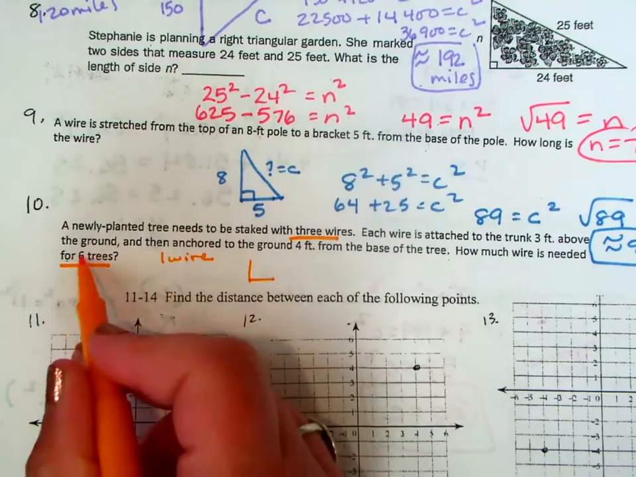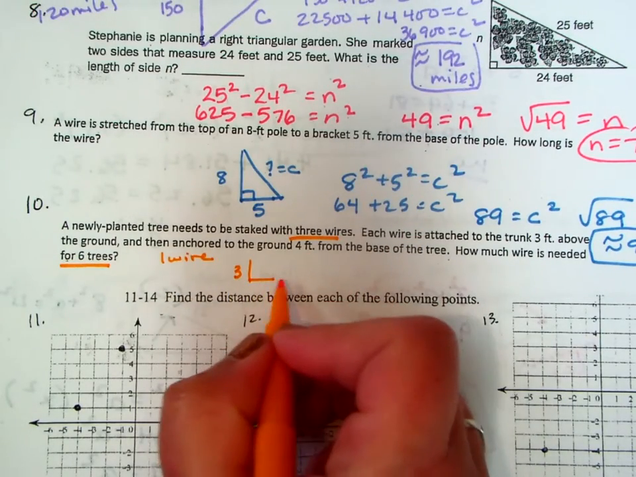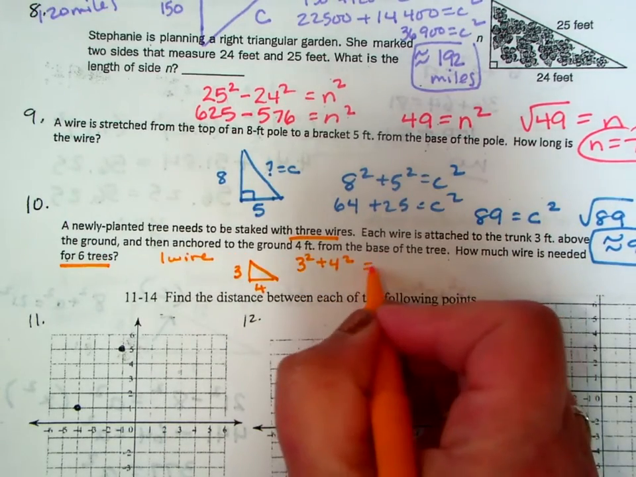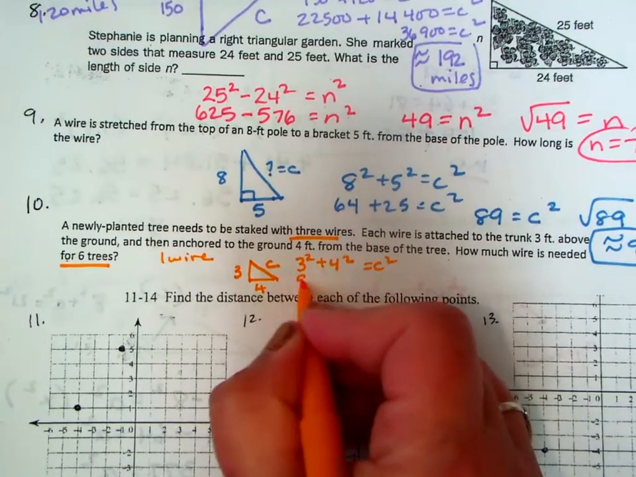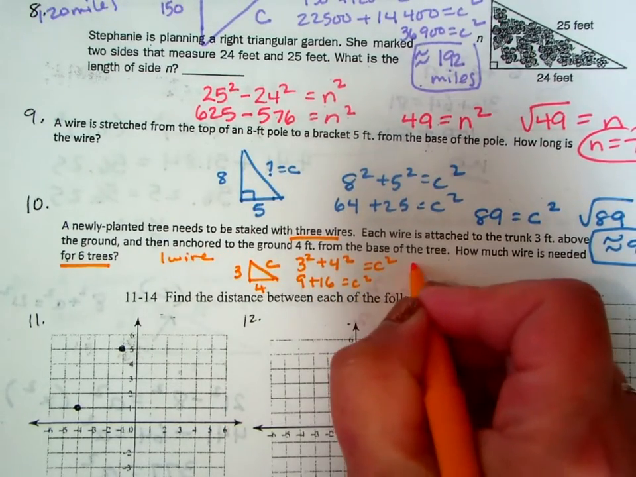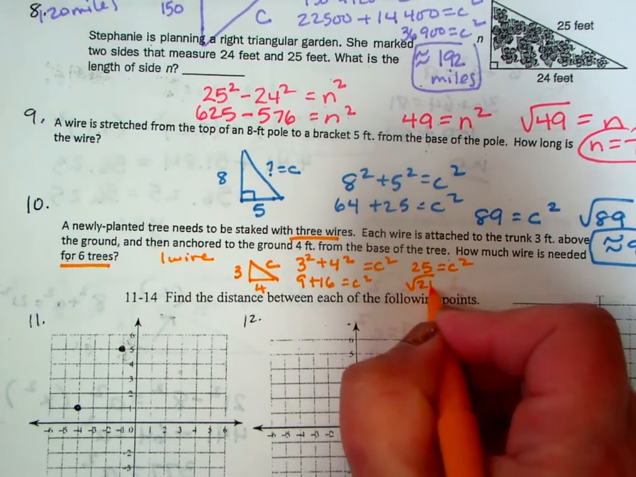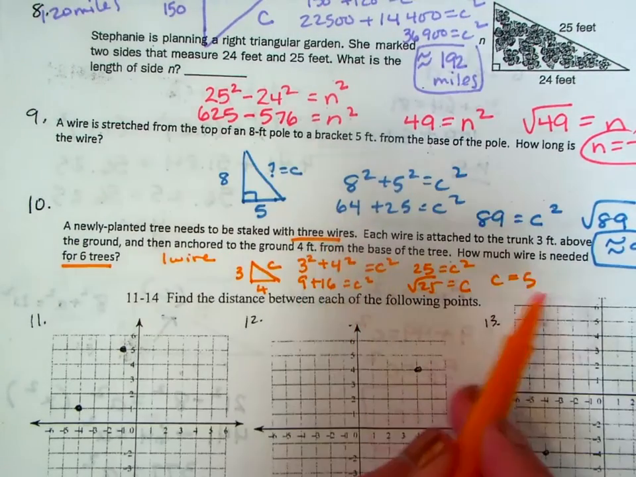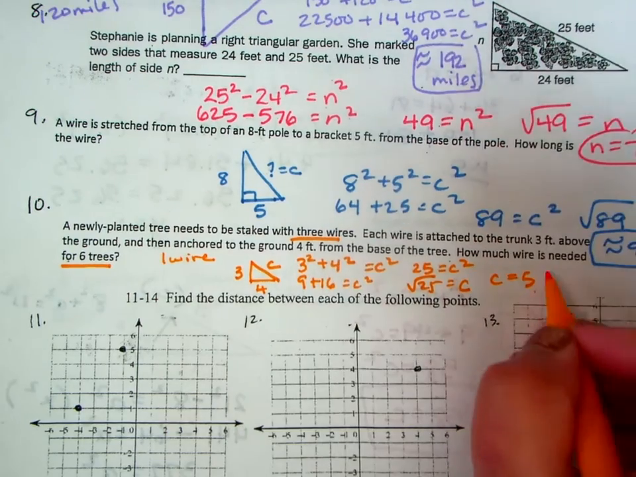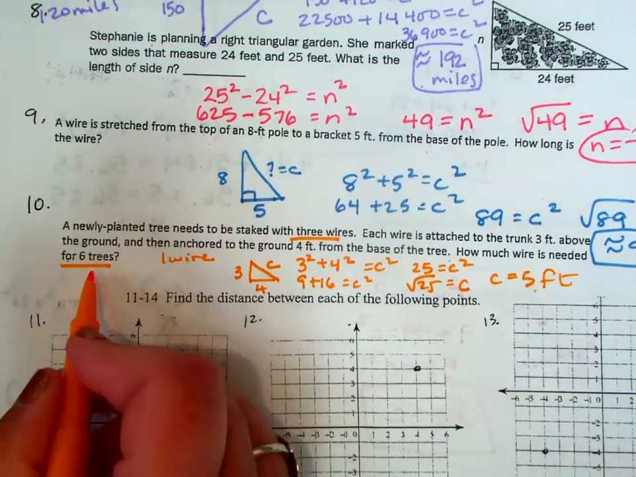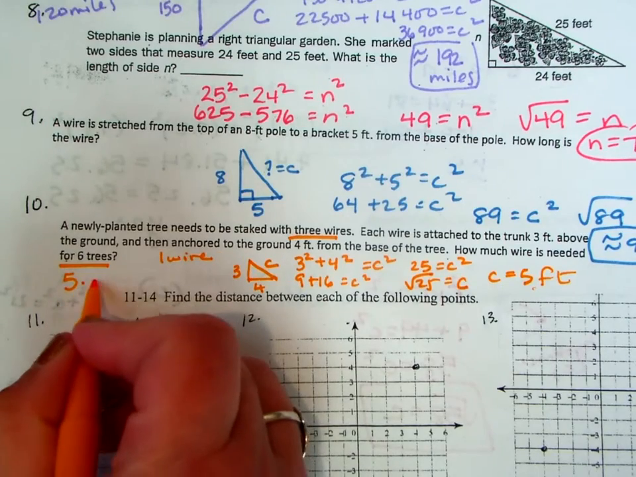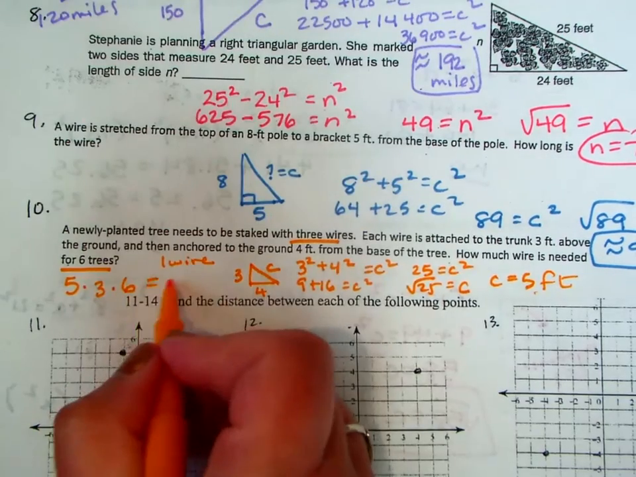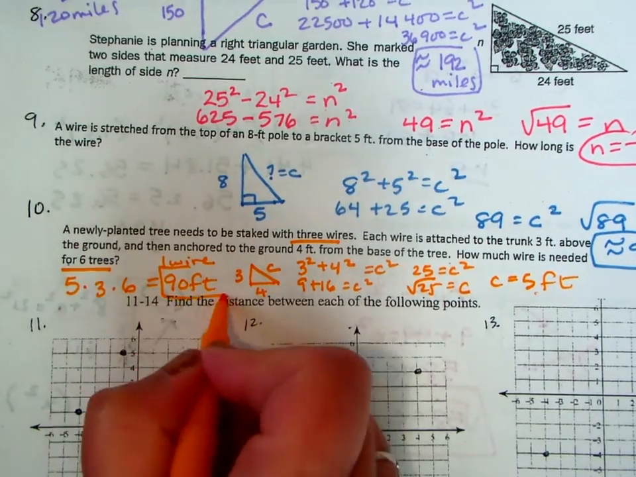So 1 wire would be, it's attached to the trunk of the tree 3 feet above the ground, so that's a 3 foot, and anchored 4 feet. And 3 squared plus 4 squared is going to equal that other side. So 9 and 16, and that's 25. So the square root of 25 is C, so C is 5. But we have 3 of each of those, so we need 5 feet, and we need 3 of them, and we need those for 6 trees. So we would do 5 times 3 times 6. So it's going to be 90 feet total. And that is our answer to that one.